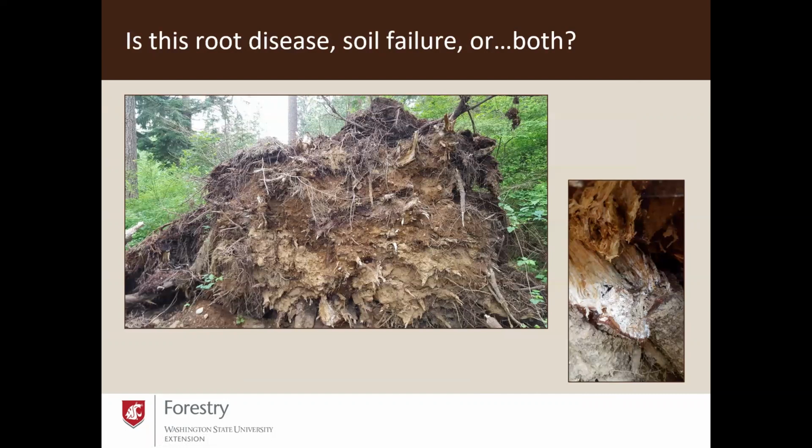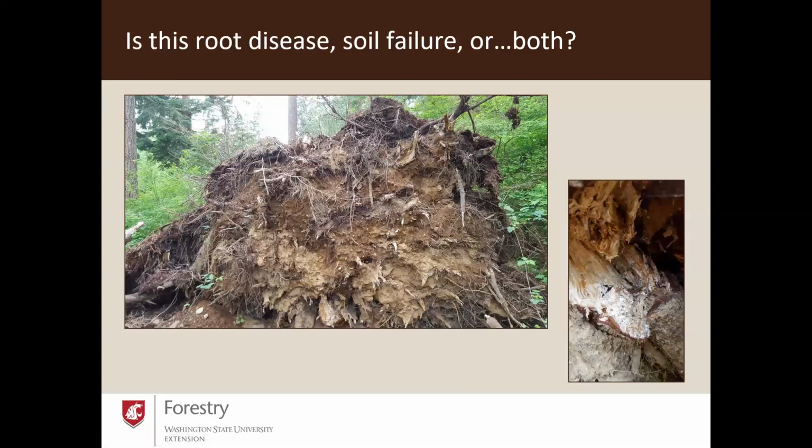If a tree falls, is it root disease or soil failure? Well, if you see this big giant root plate, and notice that in addition to the major roots, it's still got the fine roots attached, which are going to be the first to decay in a root disease situation, that's a pretty good indicator that it's a soil failure. Contrast that to the stubby root wad on the other photos where there's hardly anything left.